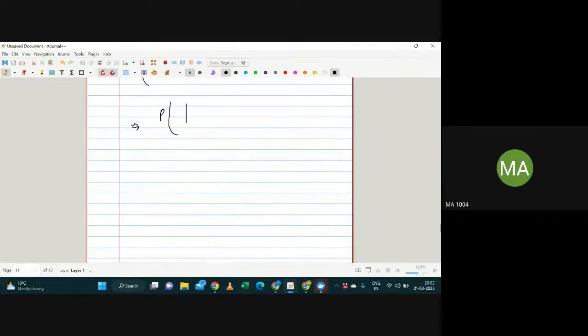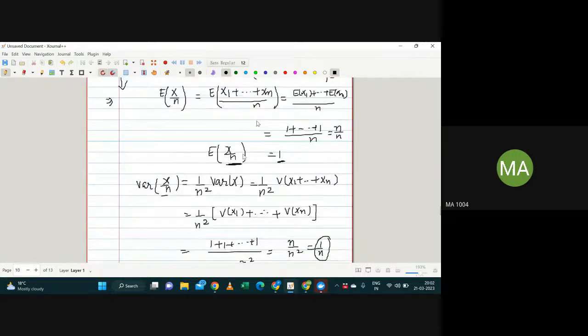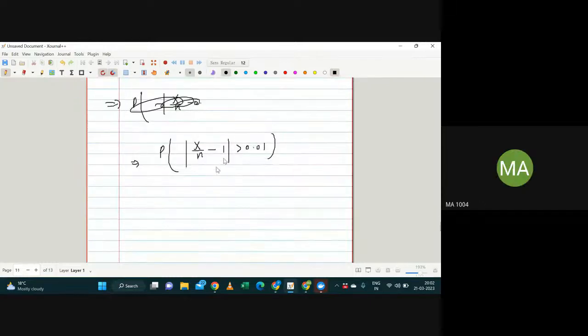So this is mod of x by n minus 1 greater than 0.01, right? This is given to us, and we have found the expected value of x by n, which is 1. The only thing we have to do for making the standard normal variate is divide: x by n minus expected value of x by n, divided by the standard deviation of x by n. But x by n minus expected value is already given, so we just divide by the standard deviation of x by n.